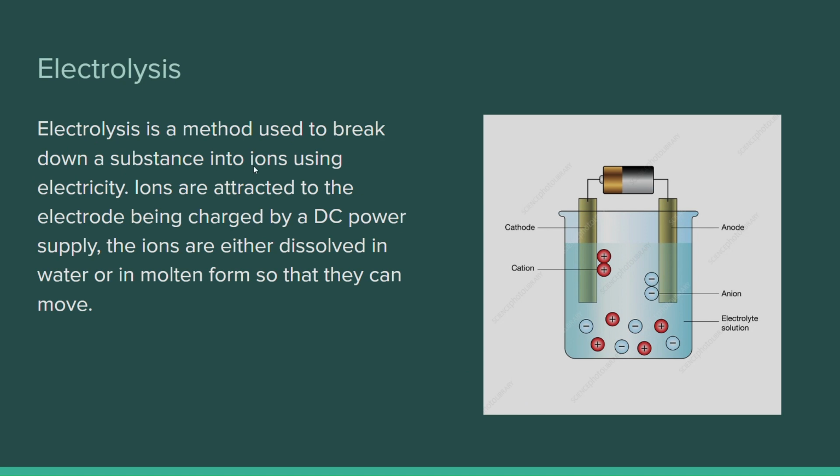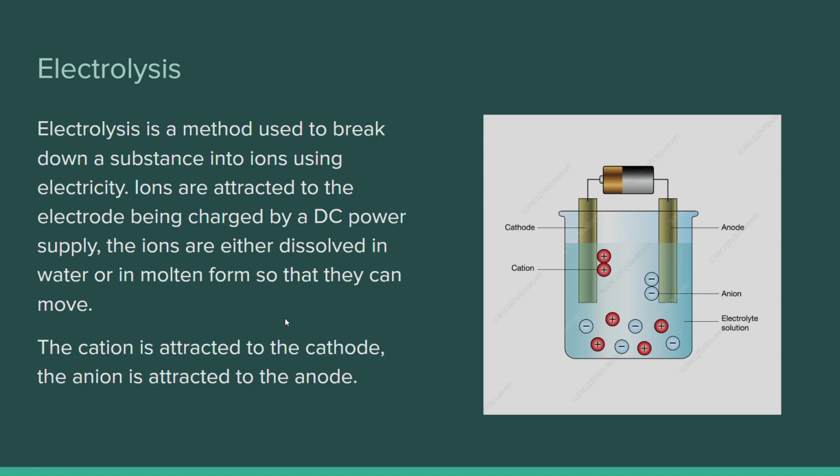Electrolysis is used to break down a substance into ions using electricity. Ions are attracted to the electrode being charged by a DC power supply, which is often a battery, and the ions are either dissolved in water or in molten form so they can move, because ionic compounds need to move. So the cation is attracted to the cathode, the cation is just a positive ion, and the anion is attracted to the anode, the anion is the negative ion.